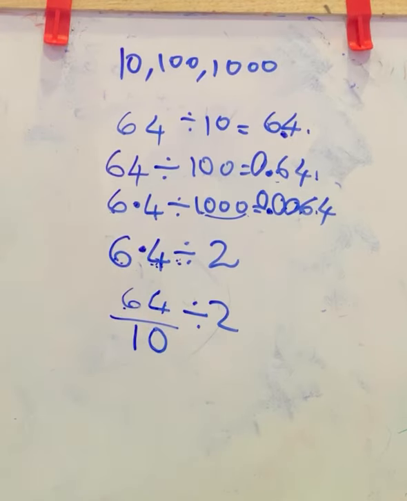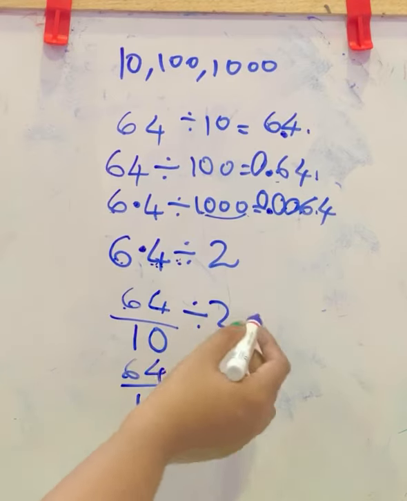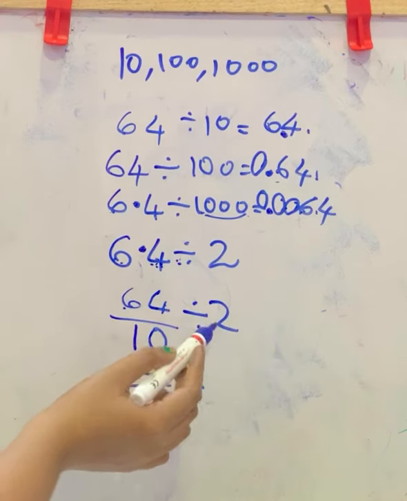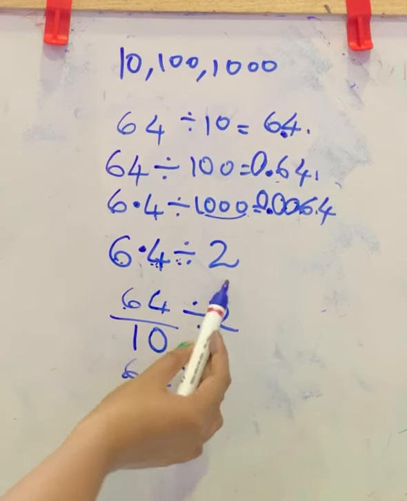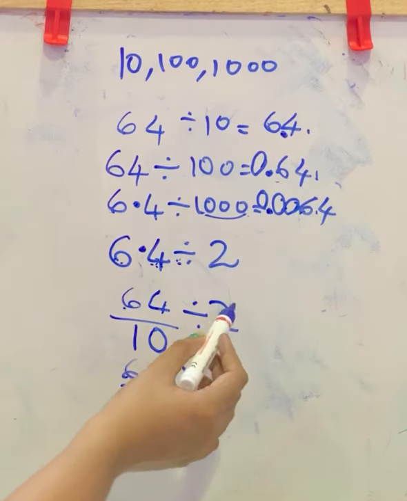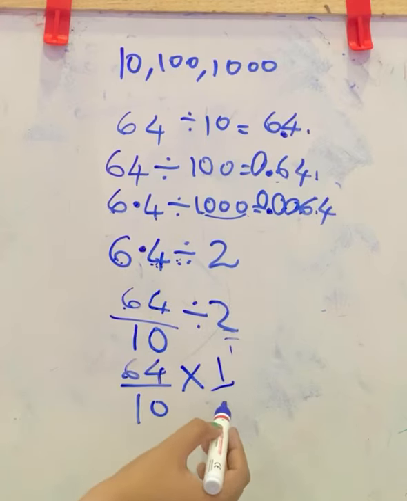Now you know, if you see a division, you can change that division to multiplication, that we already learned. So this becomes 64 by 10. Division 2 changes to multiplication. Whenever you change the division to multiplication, you want to convert the last number to its reciprocal. So 2 means 2 by 1 and its reciprocal will be 1 by 2.